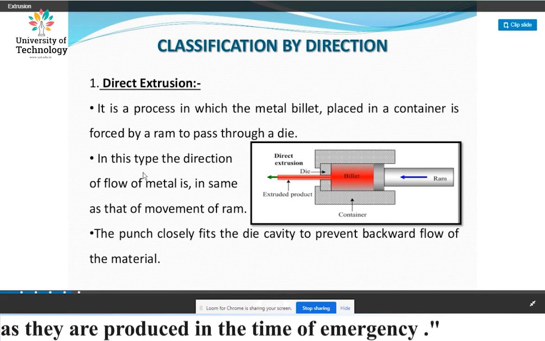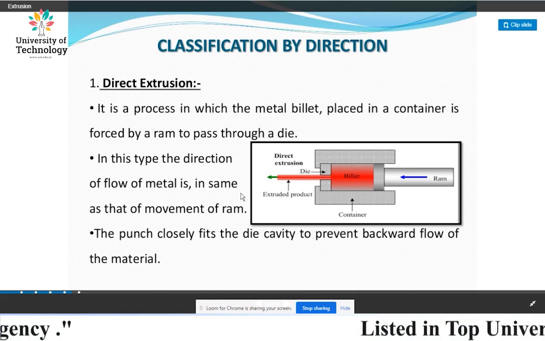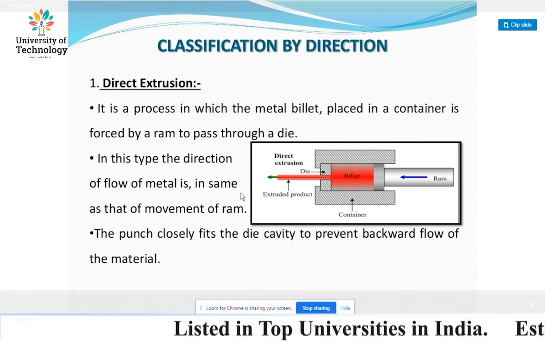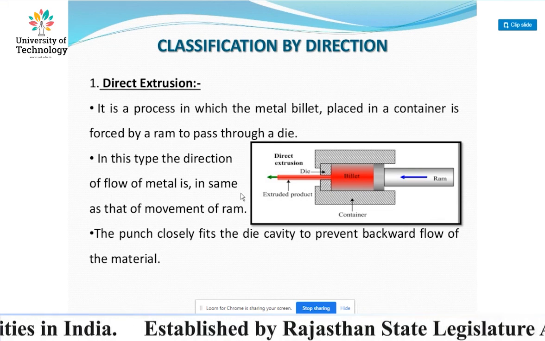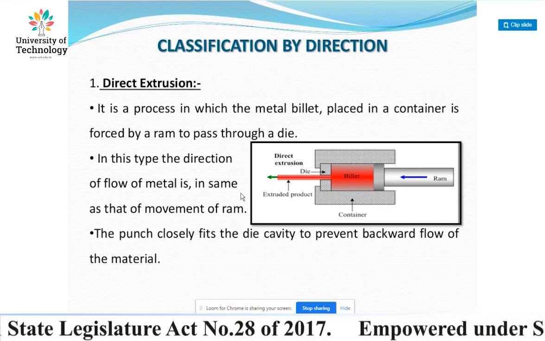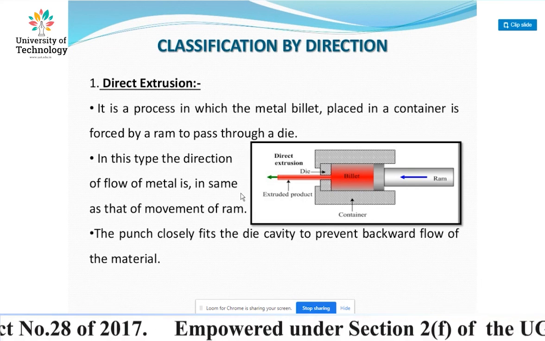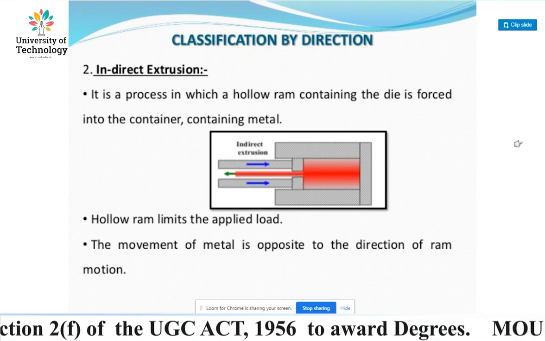In this type, the direction of flow of metal is the same as that of the movement of the ram, as shown in the figure. The punch closely fits the die cavity to prevent backward flow of the material. That is the direct extrusion process.